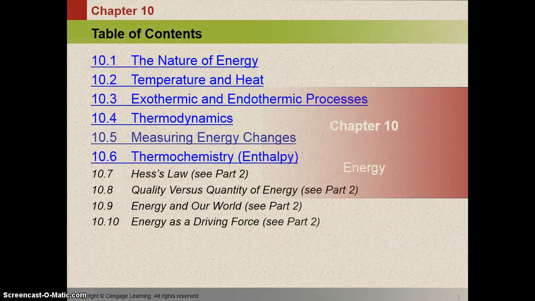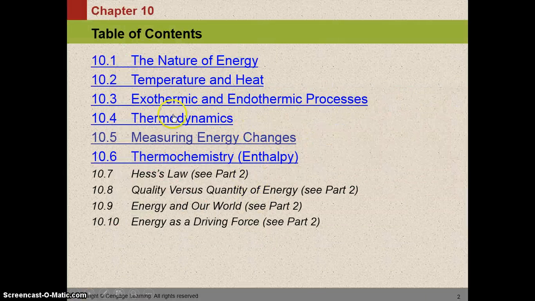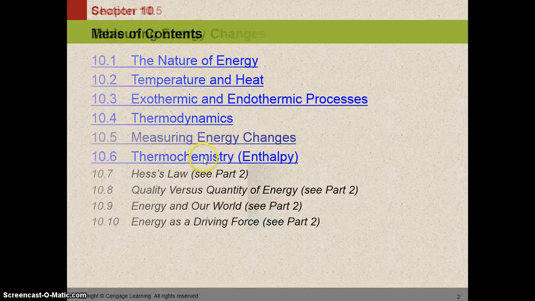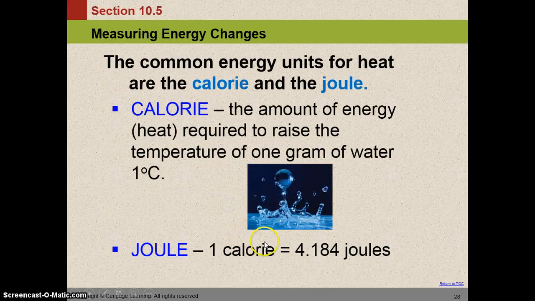Today in Chapter 10, we're going to be taking a look at measuring energy changes in Section 10.5. So, a couple of definitions you need to be aware of, and these need to just come off the top of your head. You're going to use them over and over again, and you need to memorize them.